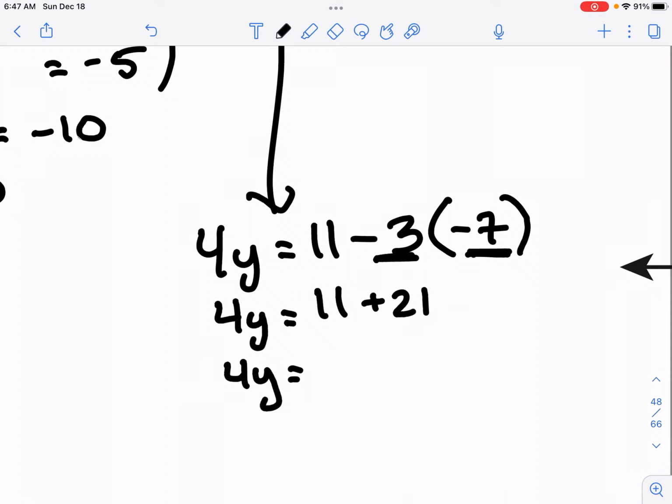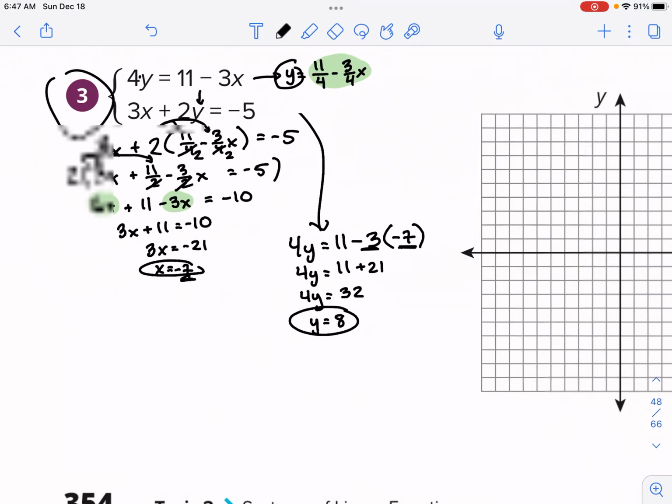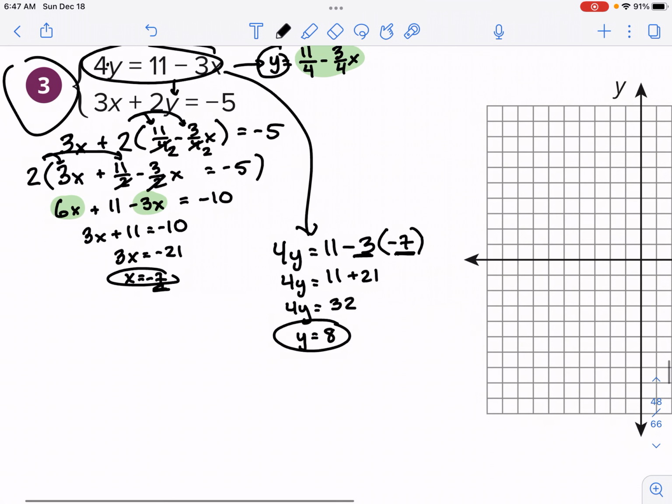We'll still keep the 4y. And let's add them, right? 11 plus 21 is 32. And at this step, if you divide both sides by 4, I won't write that, but 32 divided by 4 is 8. There we go. We have a value for x, a value for y. Our final answer is negative 7, comma, positive 8.